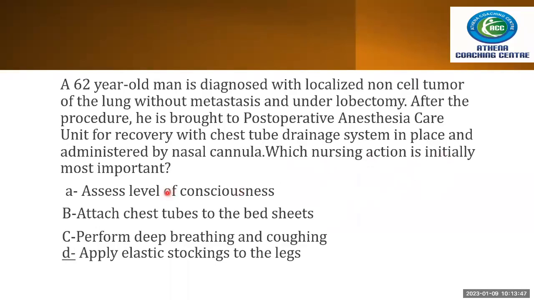Assess level of consciousness. As per the situation, it can be considered as the initial thing. And second, chest tube drainage attached, which is a wrong thing where you should not do that. The chest tube should be attached to the cot, not on the bed sheet or the side rails. So B is a completely wrong answer. And C, perform deep breathing and coughing exercise. That can be, but based on the current situation, it is not recommended. Why? Because the patient is not completely recovered. Apply elastic stocking to the leg. That is also an appropriate thing to prevent DVT, but that is not appropriate to the current situation. So the correct answer for this question is A. A. Okay.